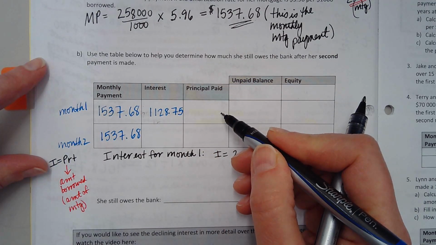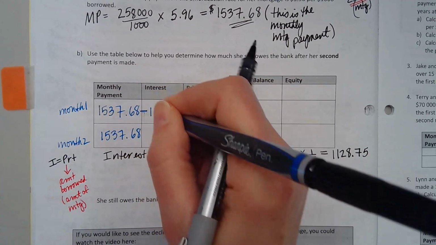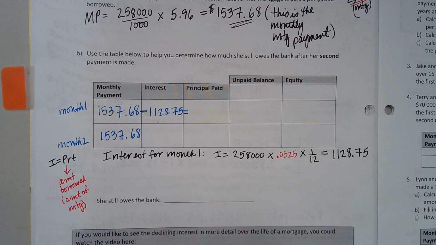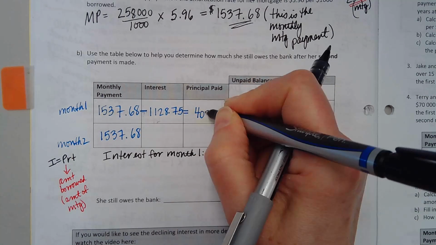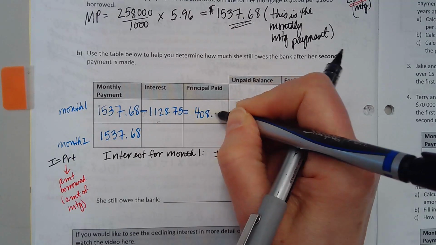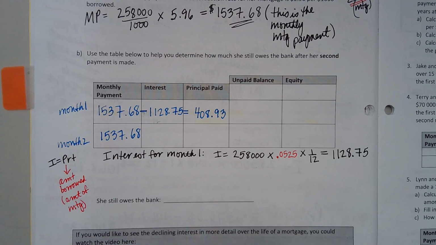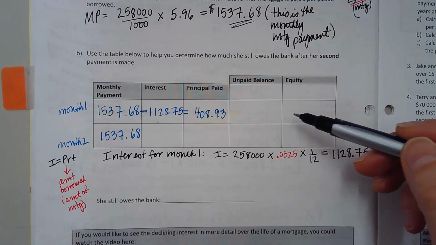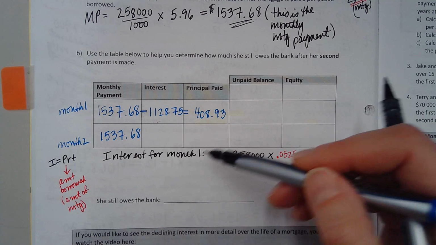Guess what the next one wants me to find? The principal. Okay, how do I find the principal? Just subtract. So I'm just going to subtract this column. Column 1 minus column 2. 408.93. And we get principal paid is 408.93. Okay. So now I'm going to keep filling out my first month, but I need some more info in order to figure out what's going on in my second month.